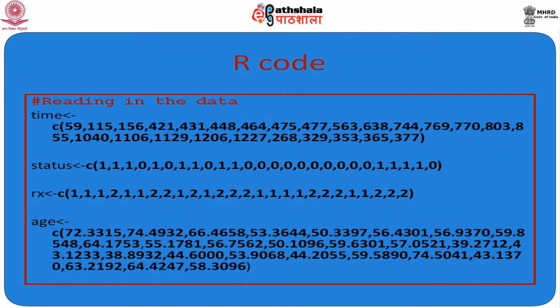The age of these patients is considered, like 72.33 years. When the first patient entered, his age was 72.33. When the second patient entered the study, his age was 74.49 years. Like that, all patients' ages are assigned to the variable named age.